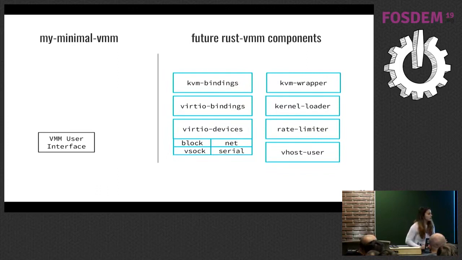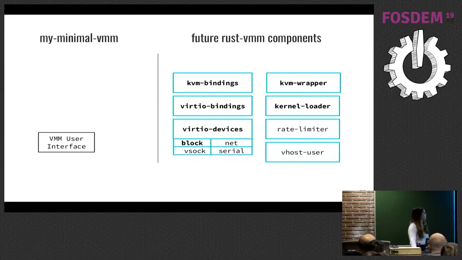Next, we have a kernel loader. The kernel loader is minimal. It just loads the kernel image in the guest memory. Then there is a rate limiter that can be applied on the Virtio devices to limit operations per second and the bandwidth, and also the vhost user. Now, we said that our VMM is going to be minimal, so we are just going to select some of these.